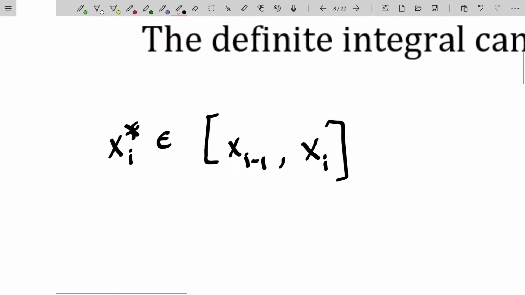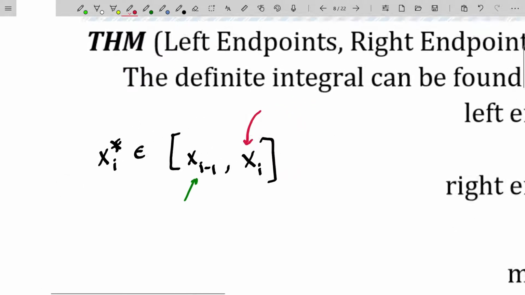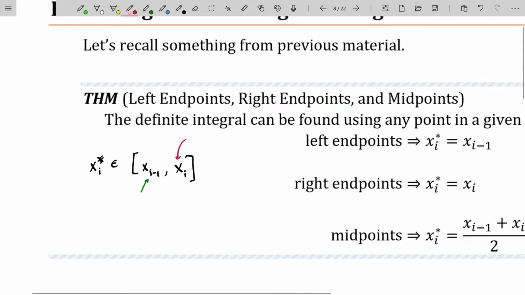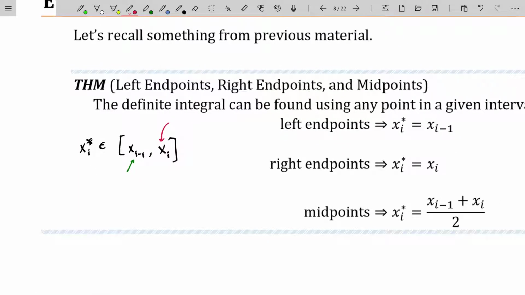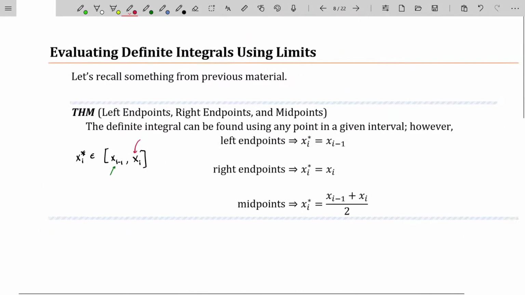Now, if you're using the left endpoint, then x sub i star would be that point right there. If you're using the right endpoint, well then, there's your x sub i star right there. And that's what I say over here on the right-hand side. If you're using a midpoint, you just average the left and the right endpoint values. That's it. So now let's go ahead and jump into some examples.